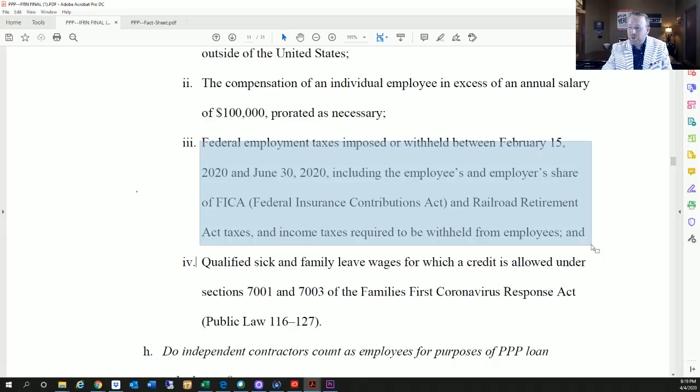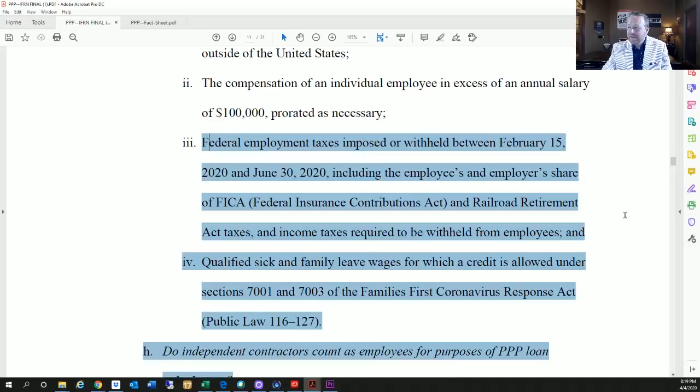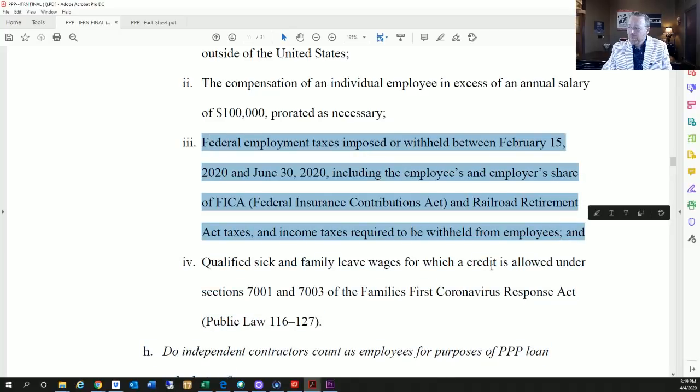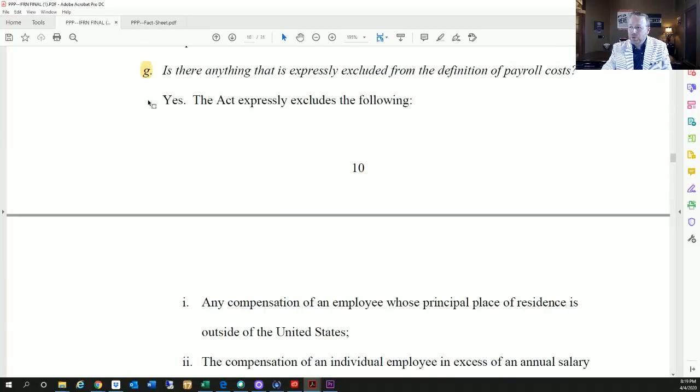But what this is right here, if you're following, guess what? This is chapter 21, this right here is chapter 22, and this right here is chapter 24. And what it's saying is, if you're going to get a credit and you're not paying in these taxes because you got a credit, then you're not going to be able to include that in payroll costs.